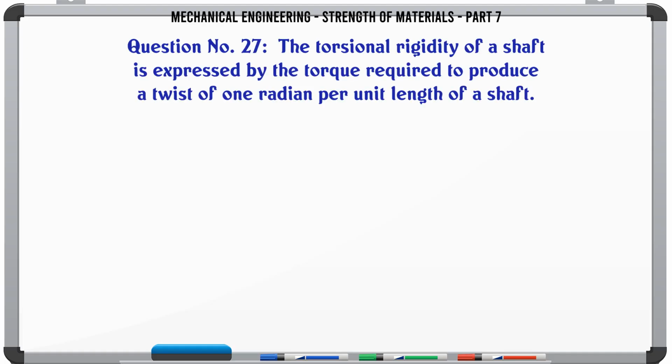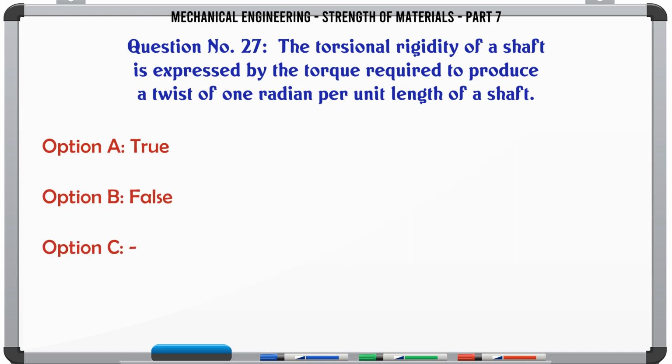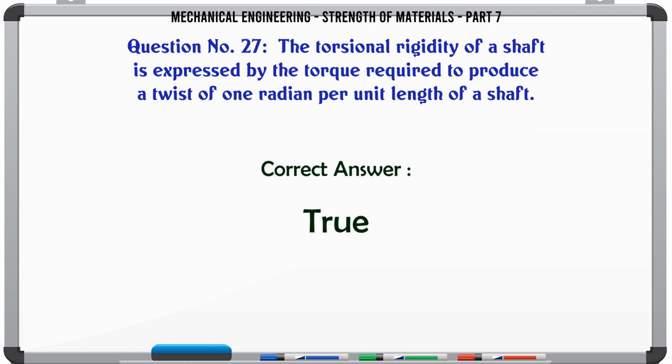The torsional rigidity of a shaft is expressed by the torque required to produce a twist of 1 radian per unit length of a shaft. A. True, B. False. The correct answer is true.